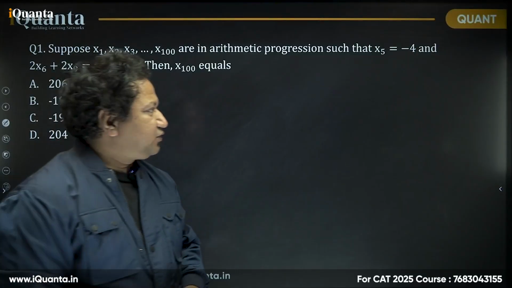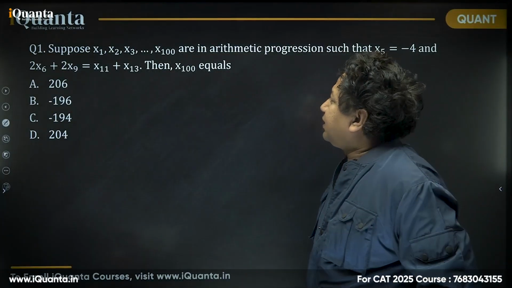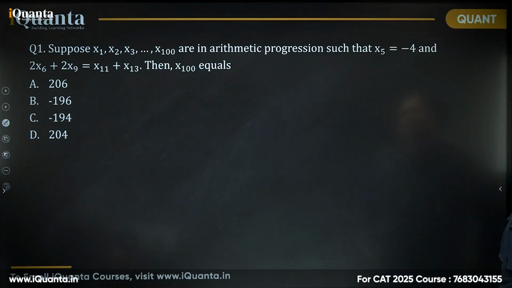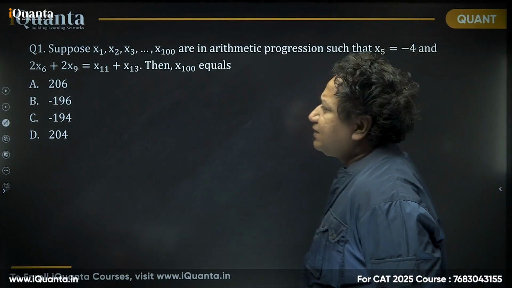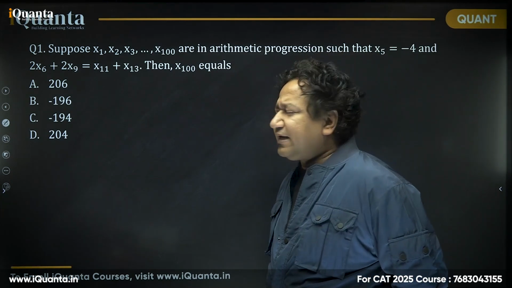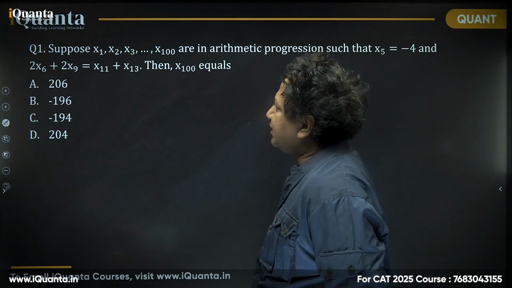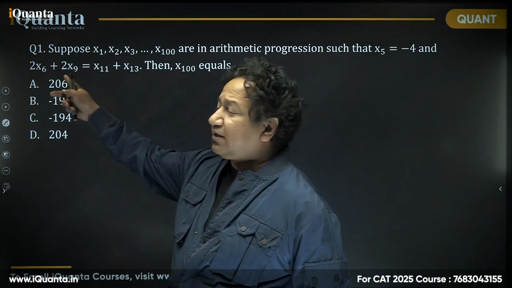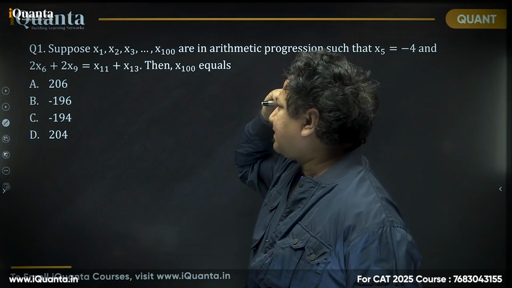Suppose x1, x2, x3 till x100 are in arithmetic progression such that x5 equals -4, and we have an equation there, 2x6 plus 2x9 is equal to x11 plus x13. Then what is the value of x100? So here x6 is the 6th element in the same AP and x9 is the 9th element and so on.